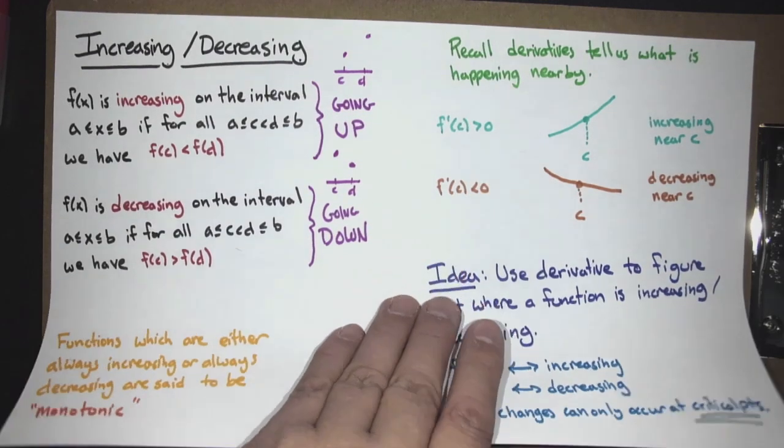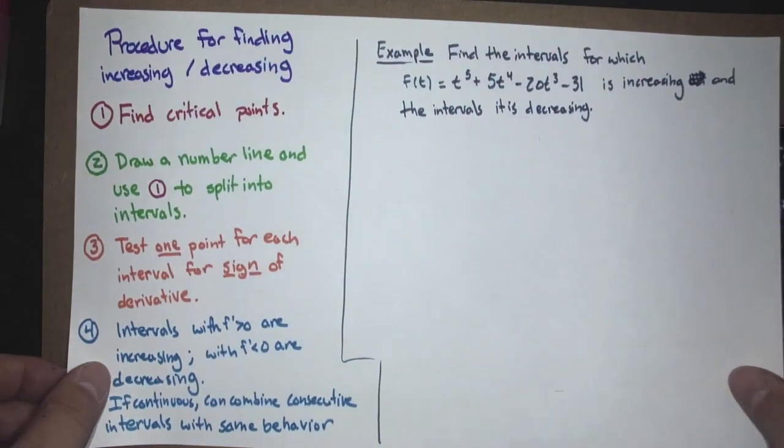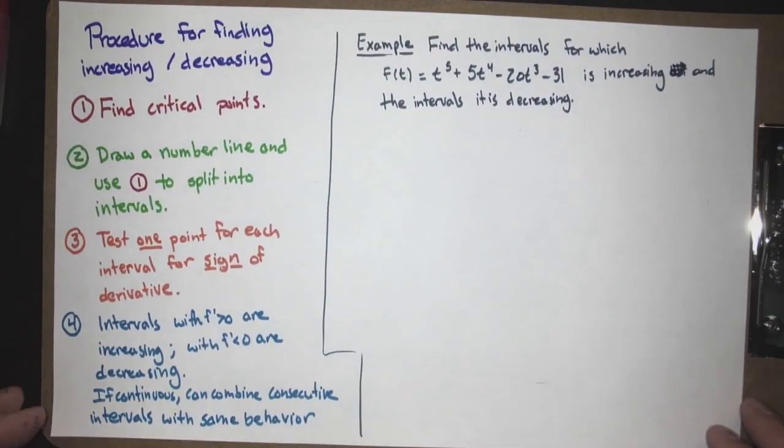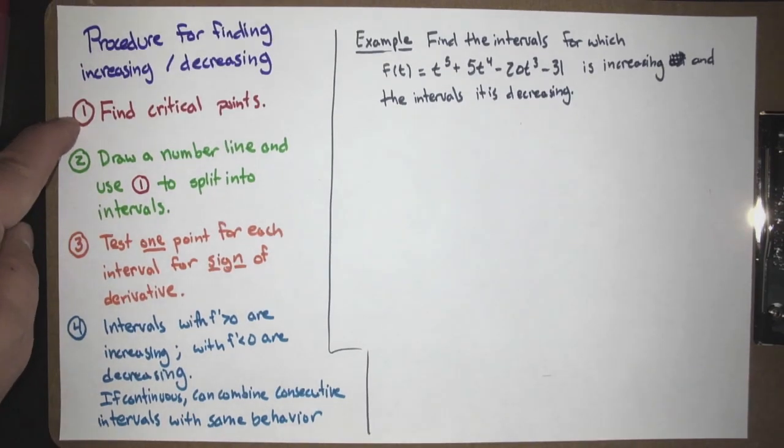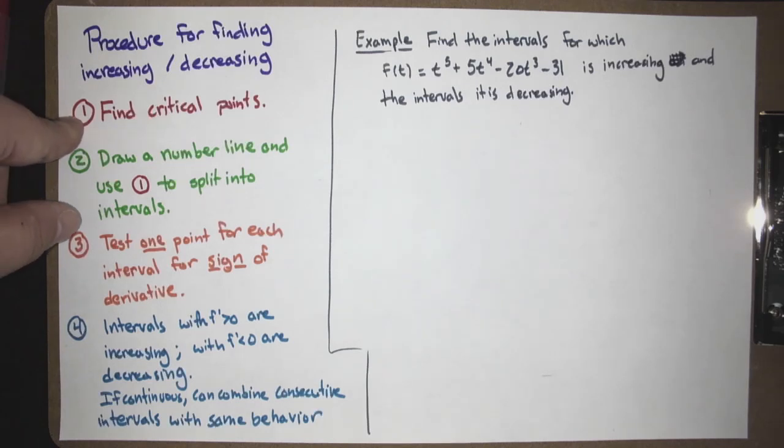Okay. In that case, the procedure. How do we find where we're increasing, decreasing? First step, we're going to find the critical points. And when we talk about finding critical points, what does that mean? Yeah, find where the derivative is 0 or the derivative is undefined.